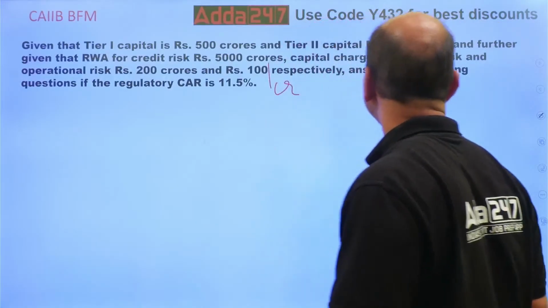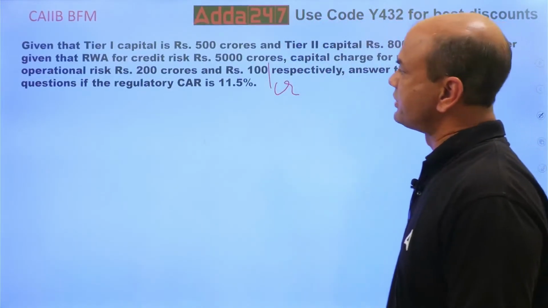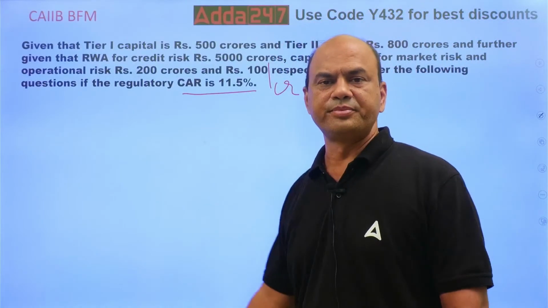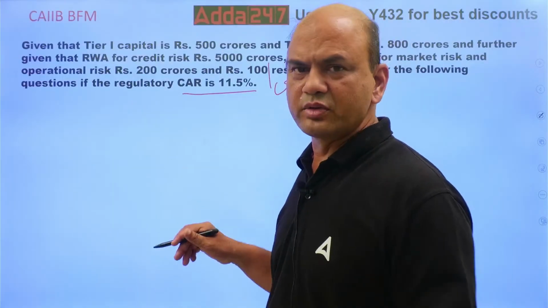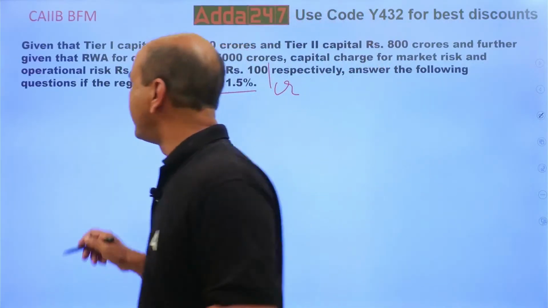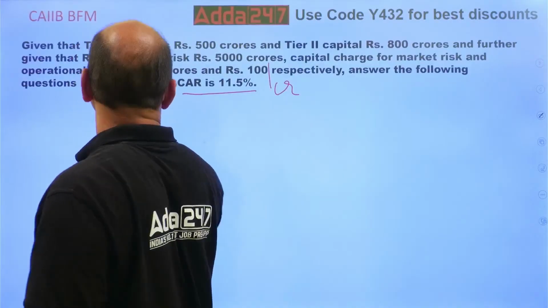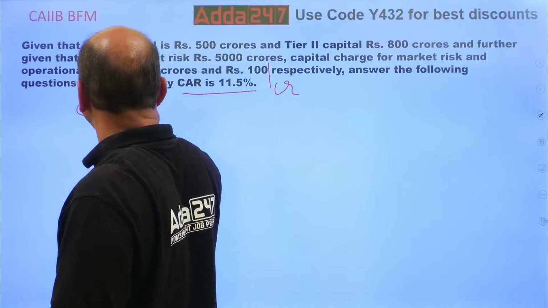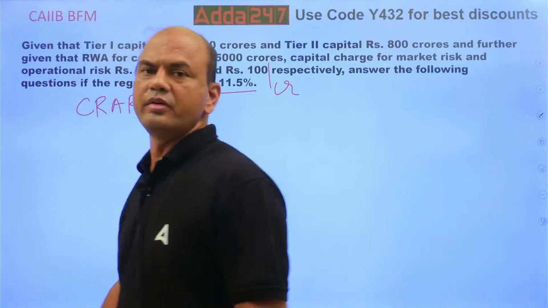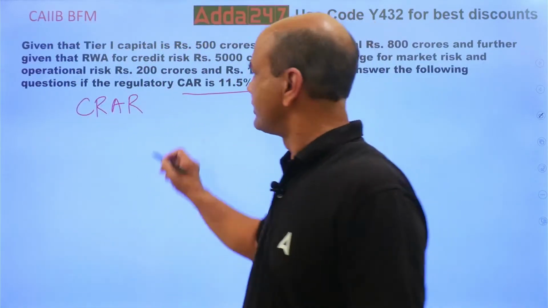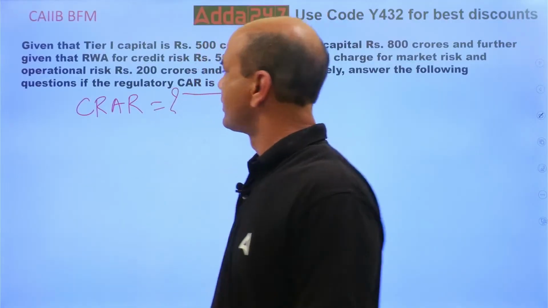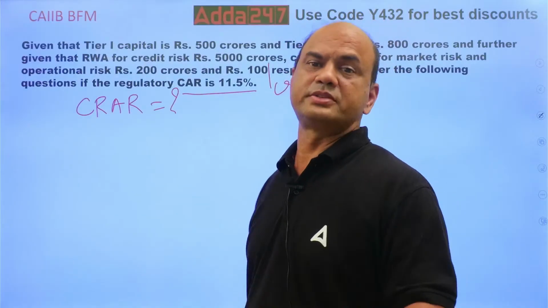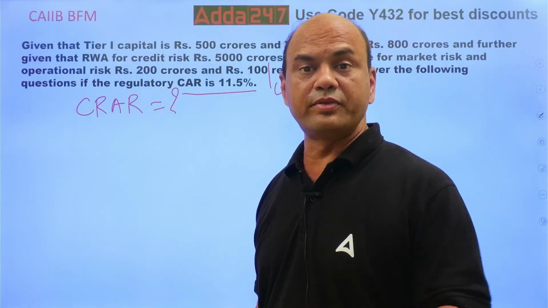Answer the following questions. If the CRAR is 11.5%, CAR or CRAR. So there's only one question over here: find the CRAR. Find the CRAR. So CRAR equals, let's solve. Very important 5 marks numerical. Definitely in the exam. Definitely.